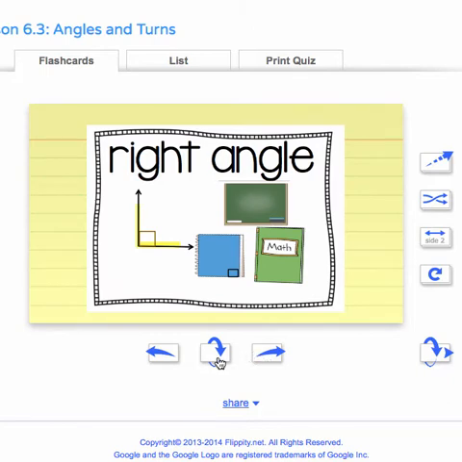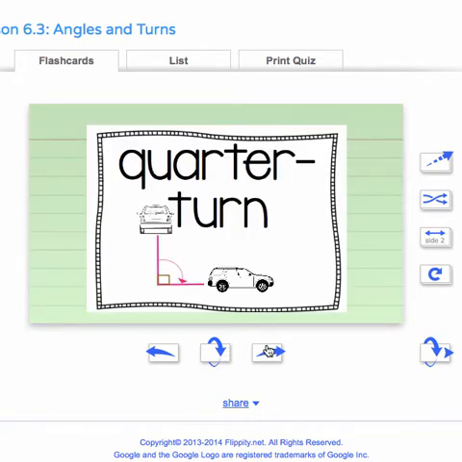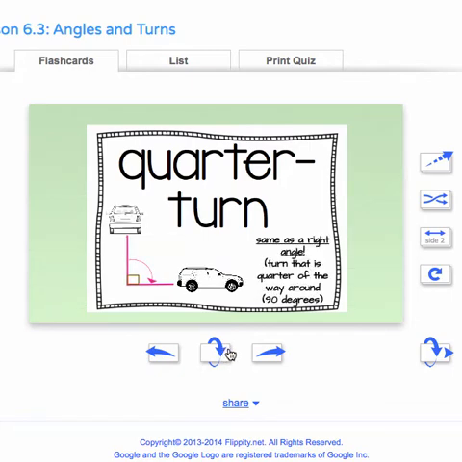Right angle. Turn that is a quarter of the way around 90 degrees or a sharp corner. Quarter turn. Same as right angle. Turn that is a quarter of the way around 90 degrees.